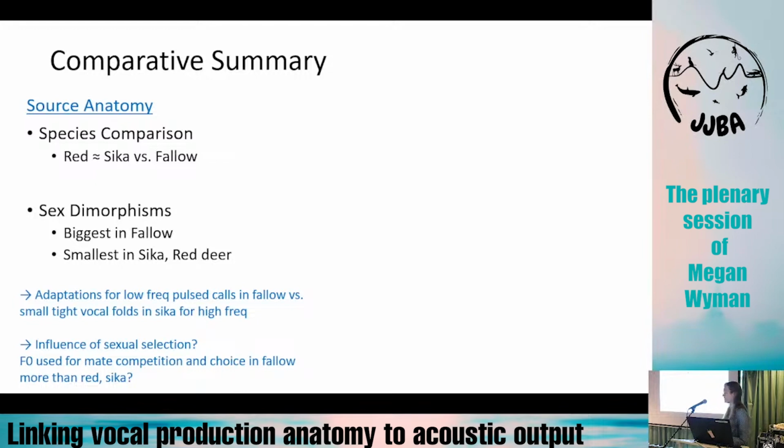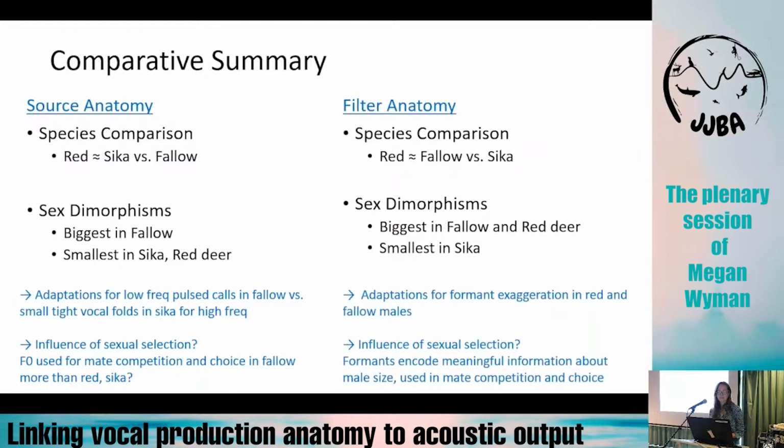So what we have here are potential adaptations for low-frequency pulsed calls in the fallow deer with their vocal production anatomy in the larynx, and then small, tight vocal folds in the Sika, which allows them to make these balloon-sounding noises in the very high frequencies. So we look then for the influence of sexual selection, and is F0 used more in mate competition and choice in fallow than it is for red deer and Sika, because we see these adaptations for low frequency? That's a question to be examined.